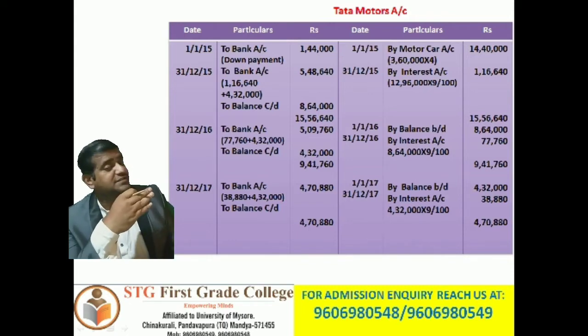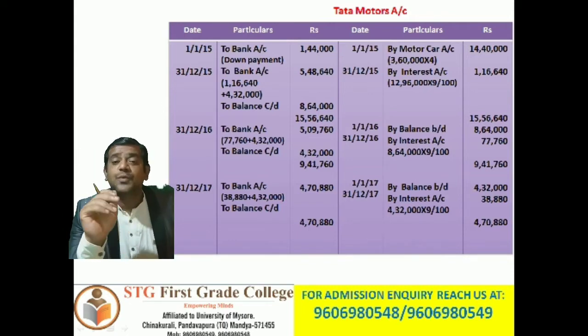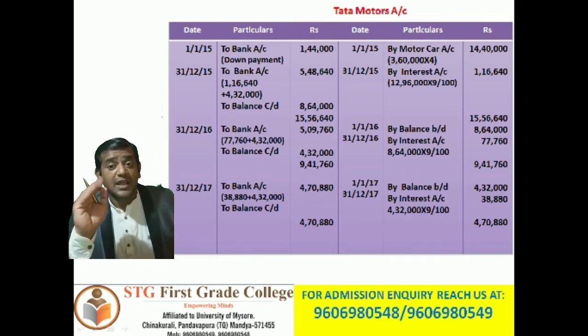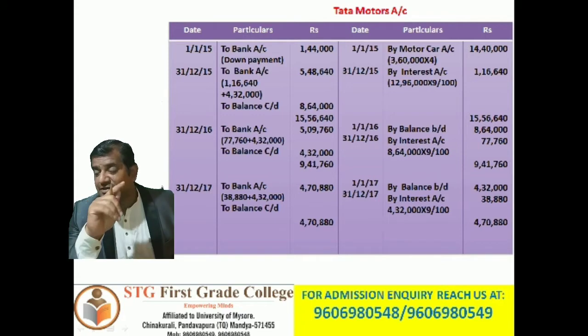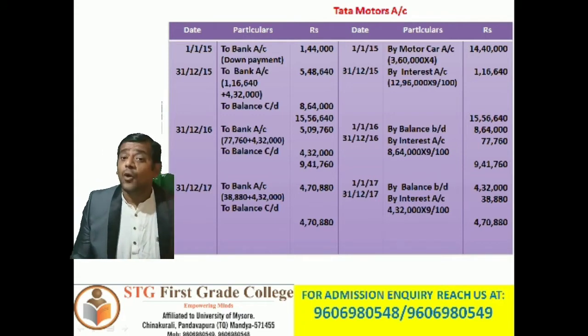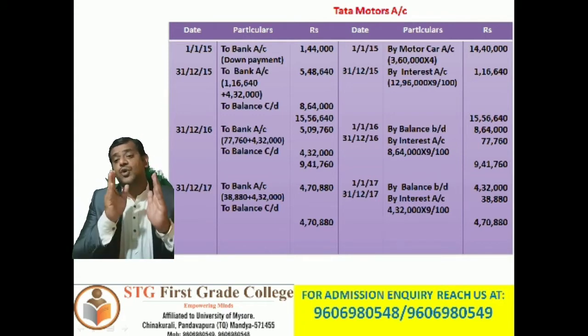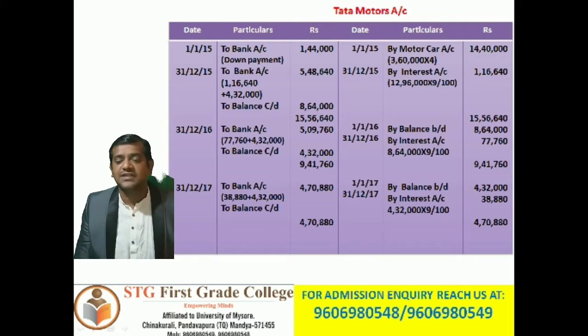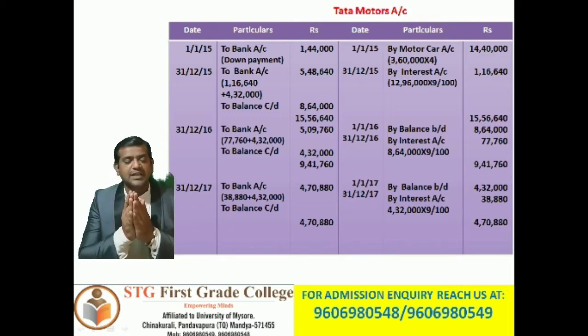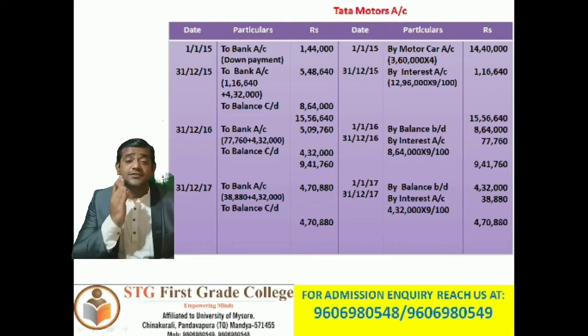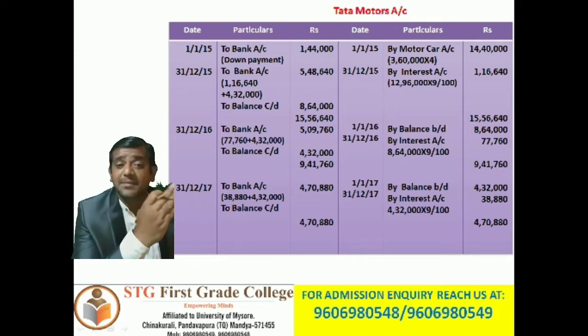31st/12/2015, by interest account, open the bracket, 12,96,000 into, so what is the rate of interest? 9%. So 9 divided by 100. So that comes to 1,16,640 rupees. So we have got the interest, that is 1,16,640. So now go back to the debit side.